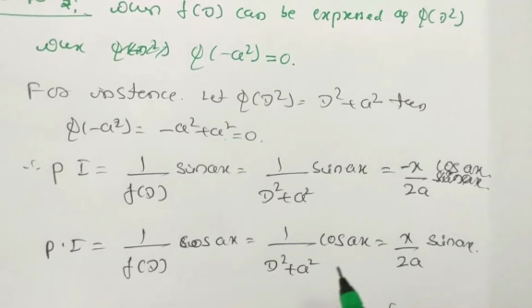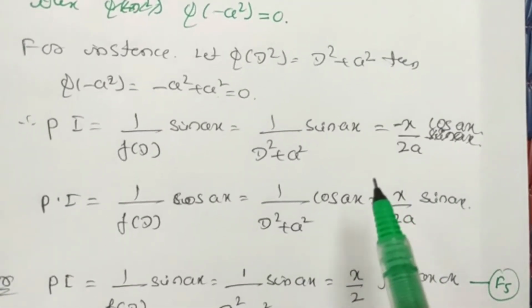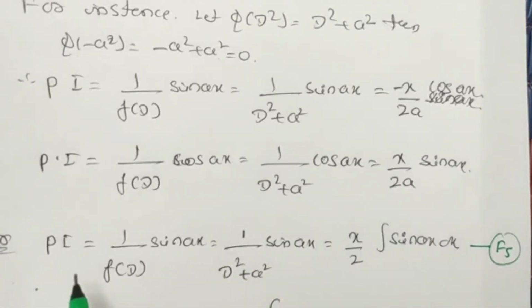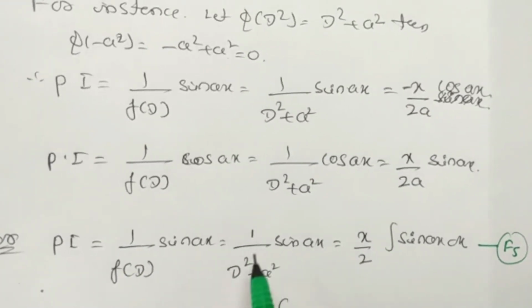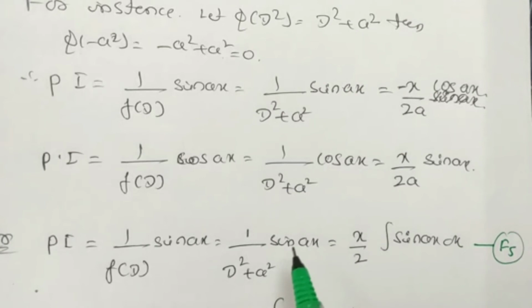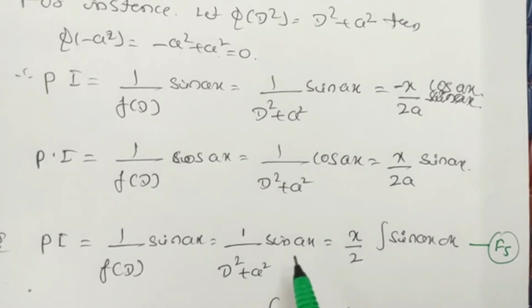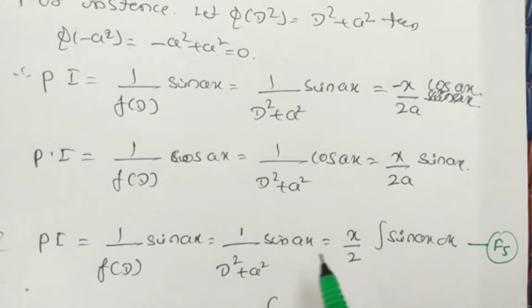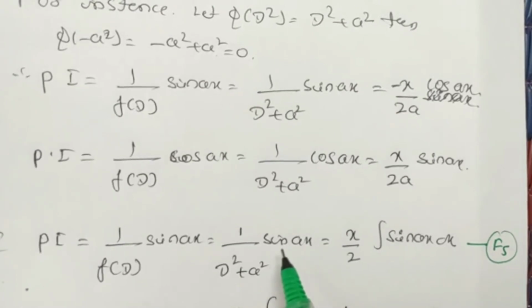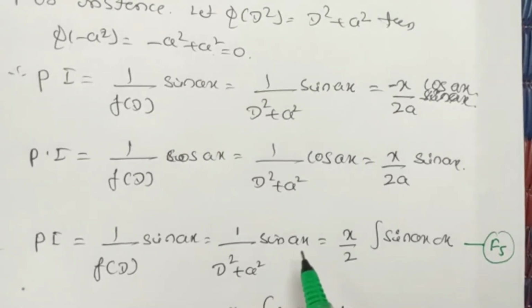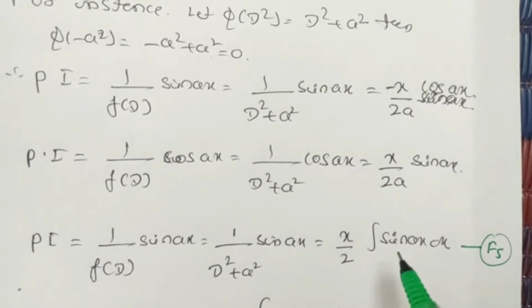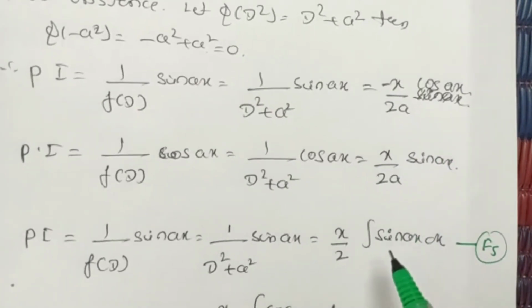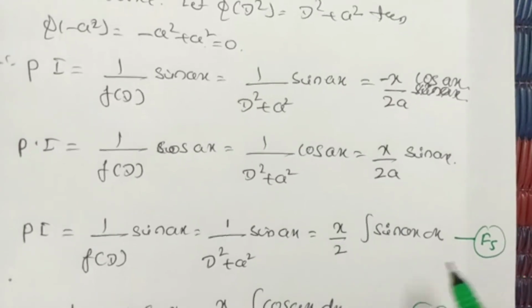These two are the formulas you have to remember. And we can make this very simple. The particular integral 1 by f of D of sin ax equals 1 by D square plus a square of sin ax. So what you have to remember is x divided by 2 into the integration of sin ax. Here we know the integration of sin ax is minus cos ax by a. So you will get this formula. It is easy to remember, and take this as the fifth formula.